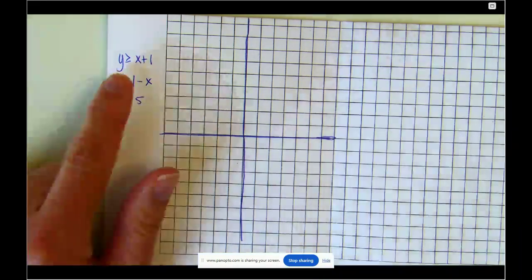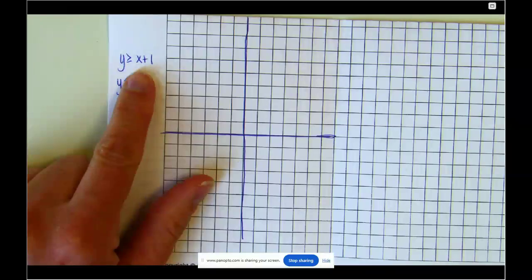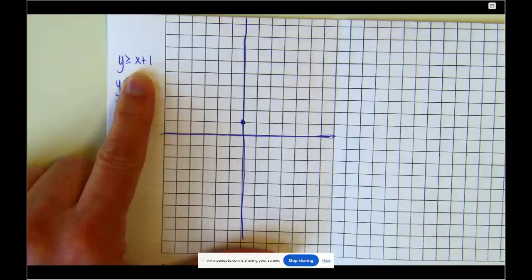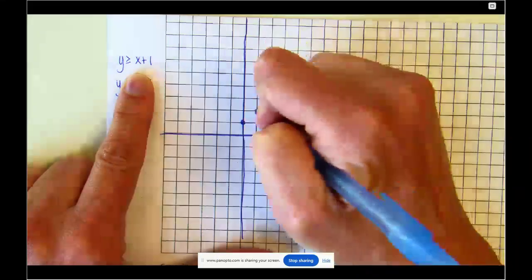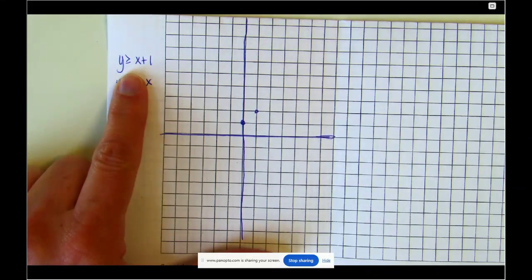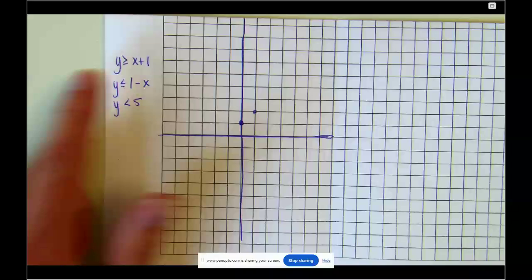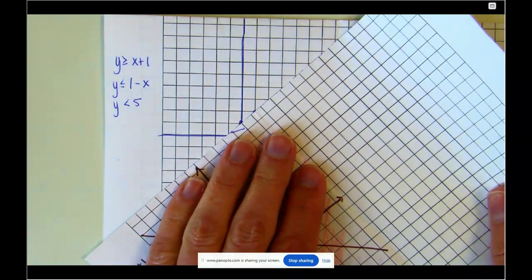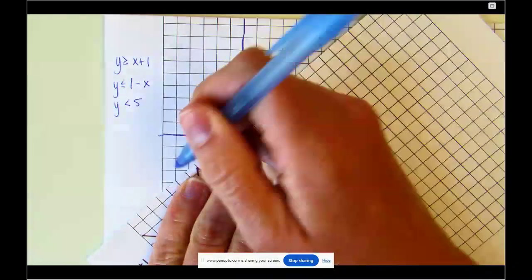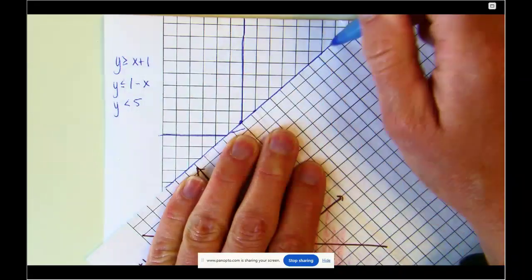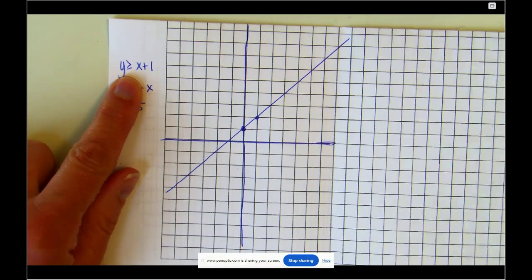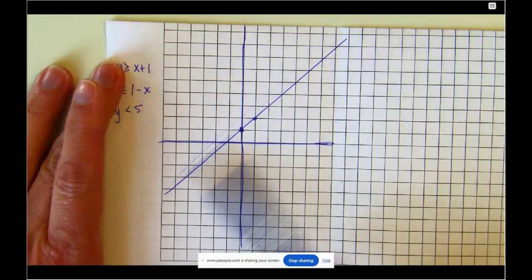Okay. Most of you are at the point where we can do this. So this first problem, what's the y-intercept? 1. What does the slope tell us to do? Up 1, right 1. What is this, dotted or solid? Solid. I was telling Cameron, if you're still struggling with that, if you see the little line under there, you draw the line. If you don't see the line, it's dotted. Shaded above or below? Above. Greater than, so shade above.